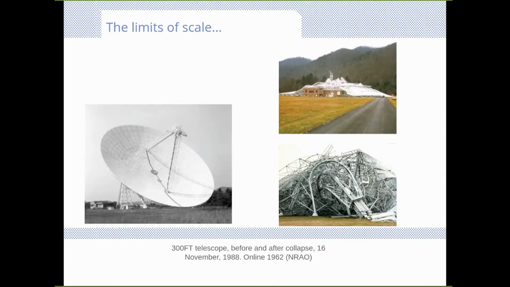Unfortunately, such a dish has a lot of material going into it in order for it to support its own weight, right? So here I show the old 300-foot telescope at Green Bank, before and after its collapse. The telescope was in operation for just under 3 decades. It was commissioned here in the 1960s, and it collapsed in November 1988.